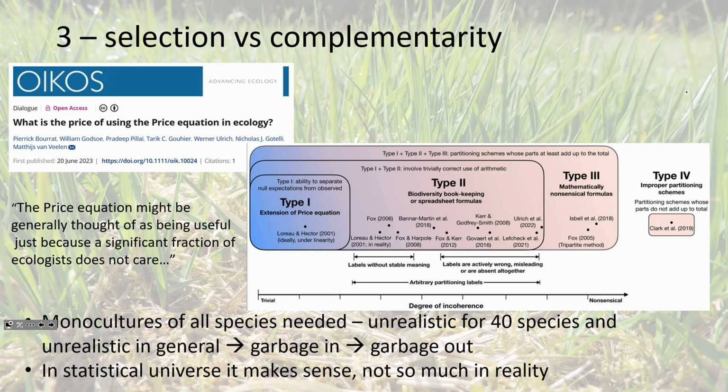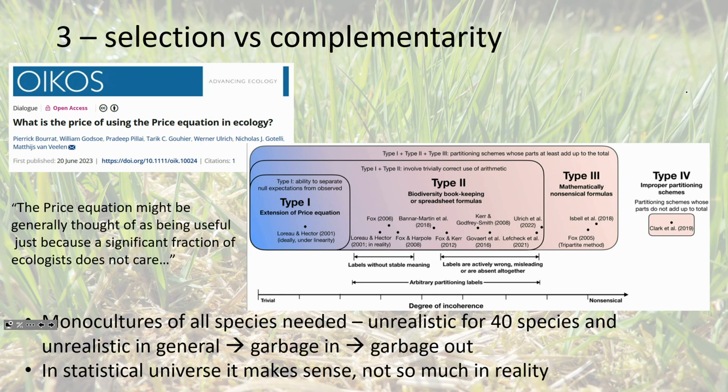And sort it into different types of partitioning, let's say. So the first type is this Loreau and Hector equation. Most of the studies are using it. This is trivial, this is nonsensical. So their equation is here on a trivial part, which is mathematically correct, but saying nothing. And that's what most of the studies are using. This equation, nice, mathematically saying nothing.